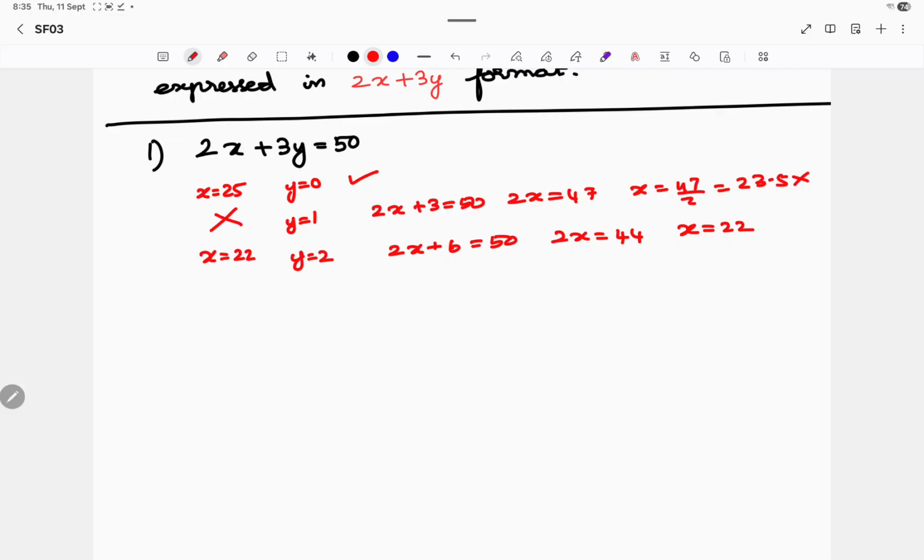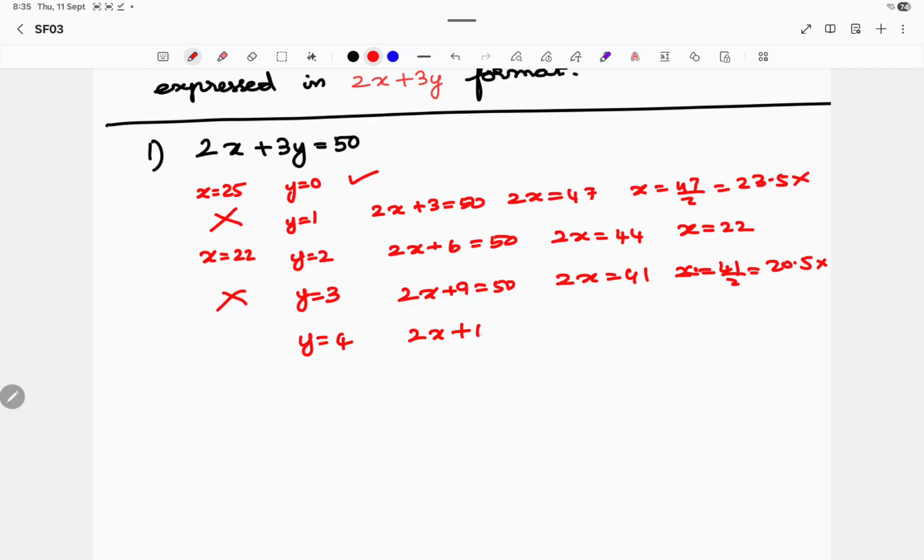And you will see that the pattern keeps repeating for every two values of increase for y. If I substitute y equals 3, I get 2x plus 9 equals 50, which is not possible. 2x equals 41 will give x equals 41 by 2, which is 20.5, which is not an integer solution. So there is no solution here. But y equals 4 will give me a solution. y equals 4 gives 2x plus 3 fours are 12 equals 50. Therefore 2x equals 38, and x equals 38 by 2, which is 19.